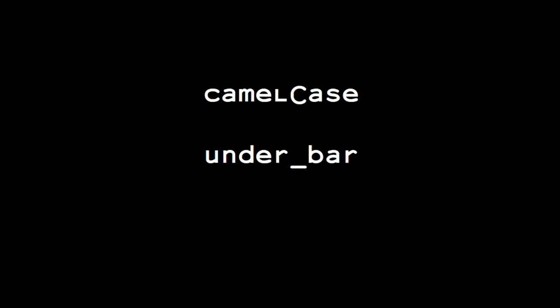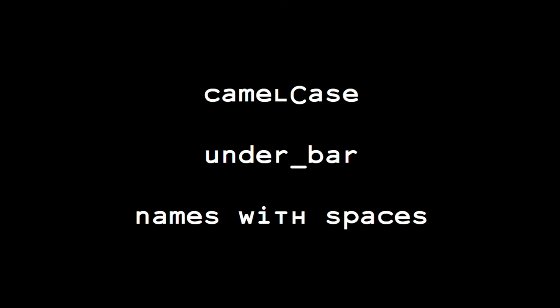Camel case or underbar. This is another of those things. We have two ways that we can make variable names. And because we have two ways, some people will do it one way, some people will do it the other, and then they'll argue about it. And the argument is never going to stop because it turns out, in this case, everybody is wrong. The right answer is names with spaces.